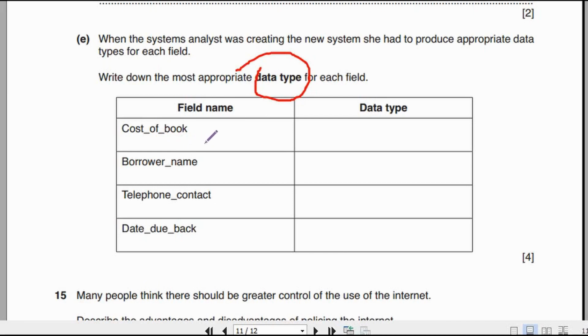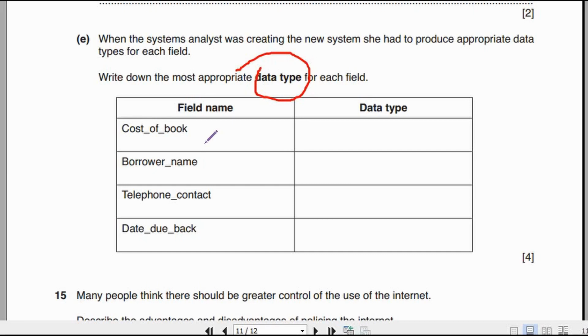Cost of the book. So what's the cost usually in currency? So currency is numeric, so you can use any numeric currency or a fixed decimal point kind of data type. You can use it here. The next one is the borrower name. Borrower name is usually text, but some names also have characters like Malcolm X or Elizabeth 2, Elizabeth 3. So they might be some alphanumeric characters. So you can use text or alphanumeric, both are correct.